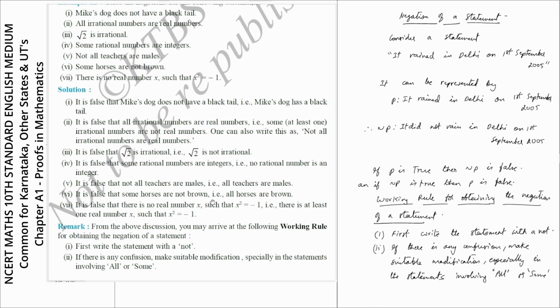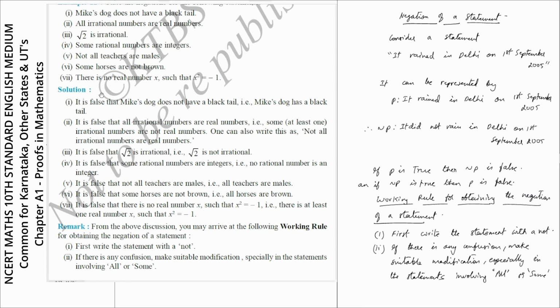Okay, but sometimes there might be some confusion. If there is any confusion, make suitable modification, especially in the statements involving all or some. For example, in the fourth example, some rational numbers are integers. So can the negative of this statement be some rational numbers are not integers? Some rational numbers are integers and some rational numbers are not integers, both are same only. So that's why instead of using not there, what we did is we replaced some with no. Okay, no rational number is an integer.